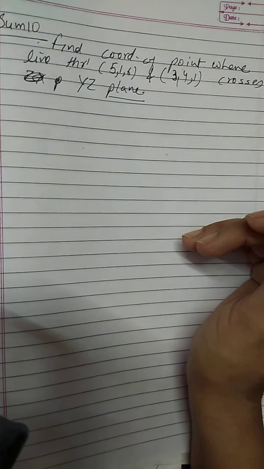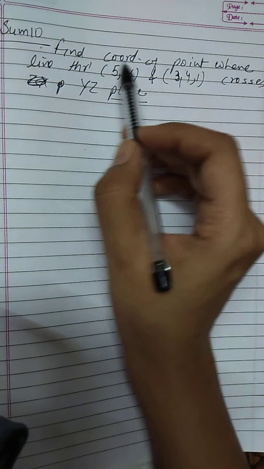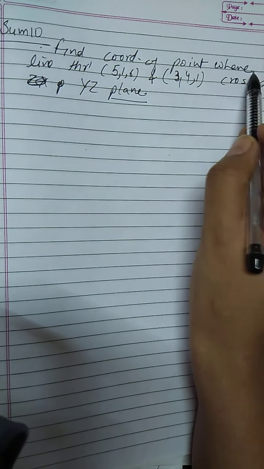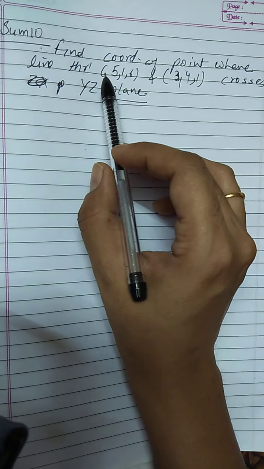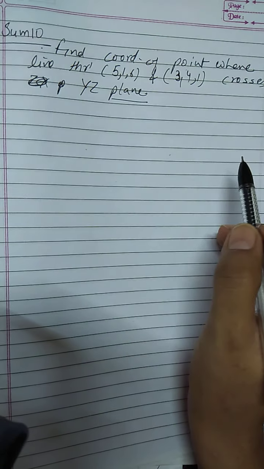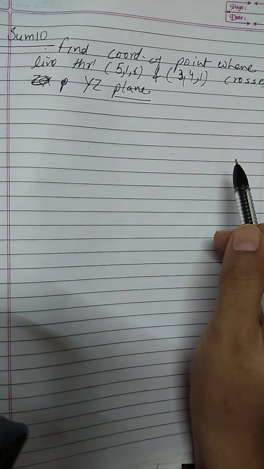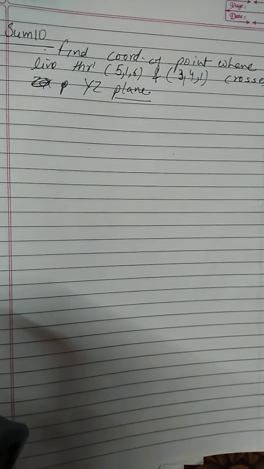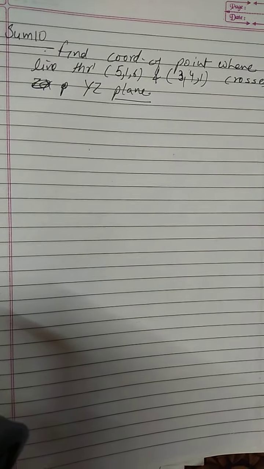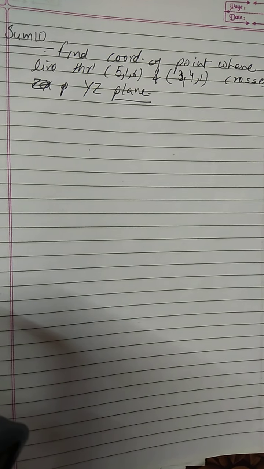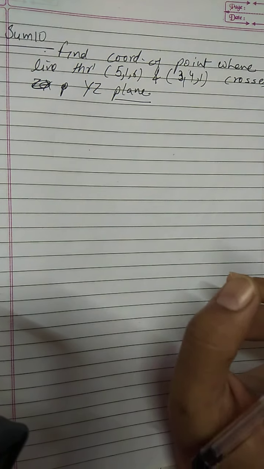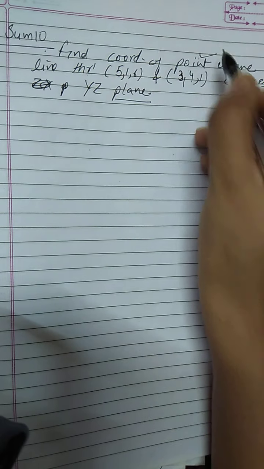So sum number 10 is like that. We have to find the coordinates of the point where the line passing through 2 points crosses the YZ plane. When the line passes through the plane, it will touch the plane at one point. So that particular point we are supposed to calculate.